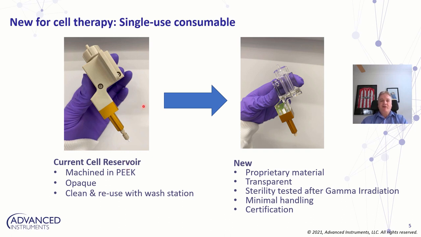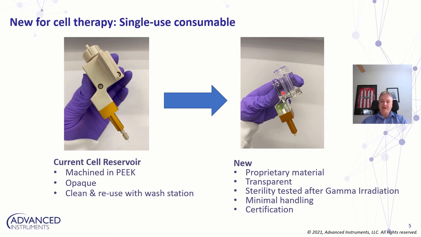So over here on the left, this is the original and current cell reservoir used on VIPS. It's made of a PEEK plastic and has a separate cell reservoir body and a separate nozzle which is attached to it. You can see that it's opaque, and typically it would be reusable, which is attractive in the cell line development community to rewash and reuse. But over here on the right, we have the new single-use cell reservoir for our iPSC cell therapy customers.